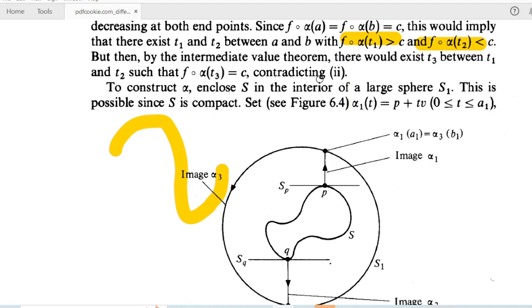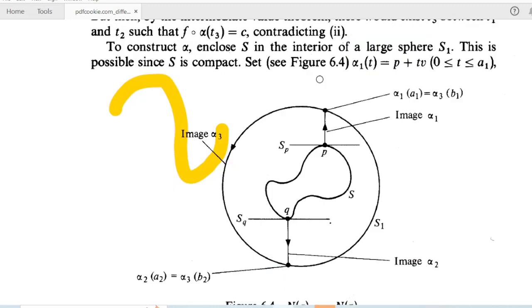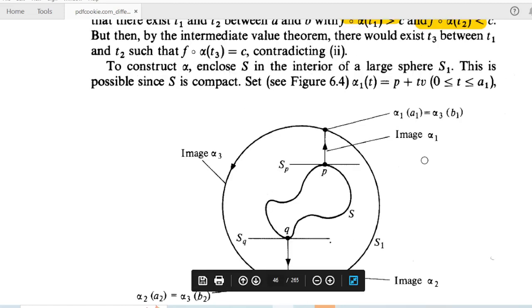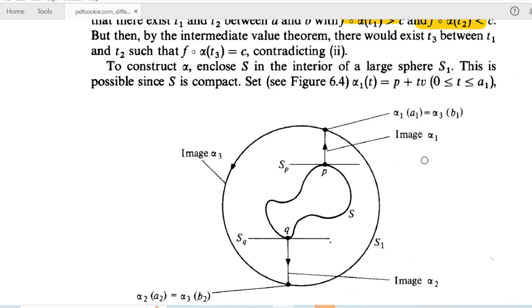So this is a contradiction to our second statement, since alpha of t does not belong to S, and we know that between these two alpha of t is not in S. So this is a contradiction. Now to construct alpha, enclose S in the interior of a large sphere S1. This is possible since S is compact.